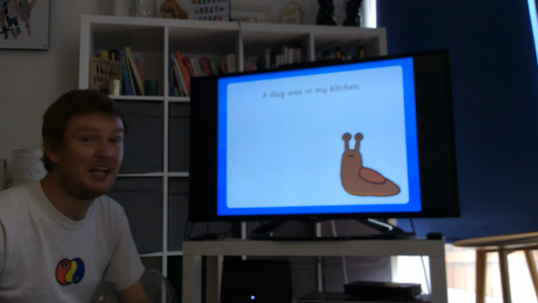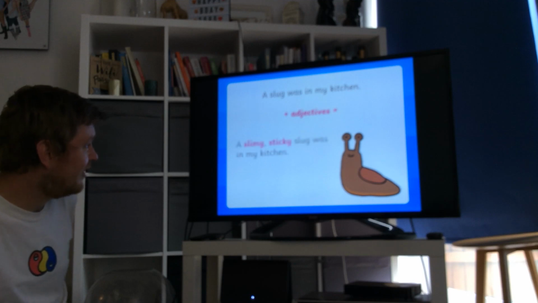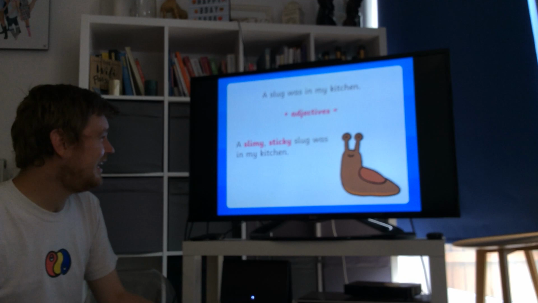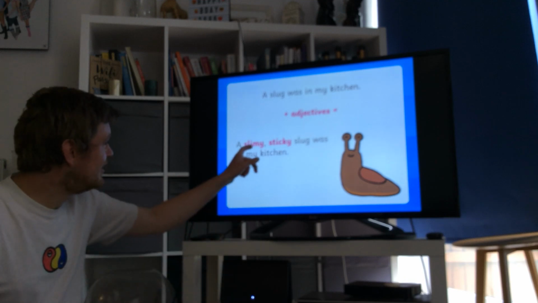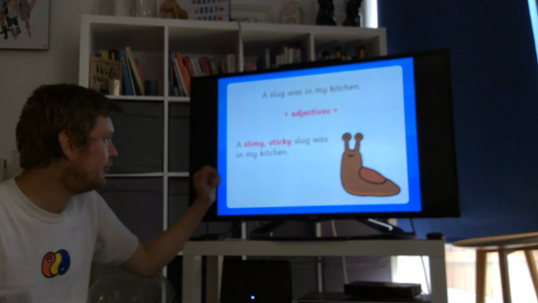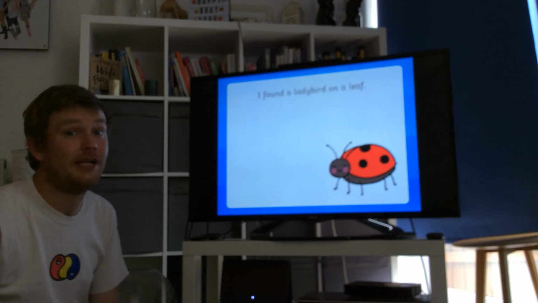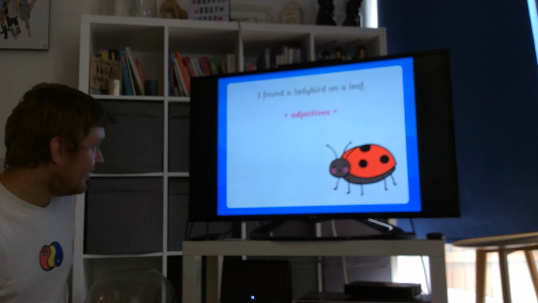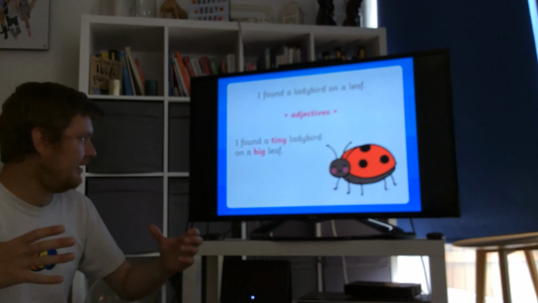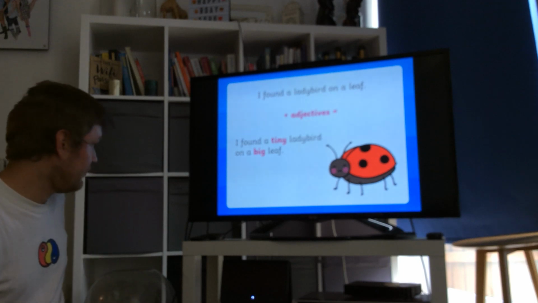Right. There was a slug in my kitchen. Add some adjectives and it was a slimy, sticky slug was in my kitchen. Slimy and sticky, it really makes it seem a bit more gross, doesn't it? And gives you an idea about what you're talking about. I found a ladybird on a leaf. Add some adjectives. I found a tiny ladybird on a big leaf. People can see much clearer what you are talking about.